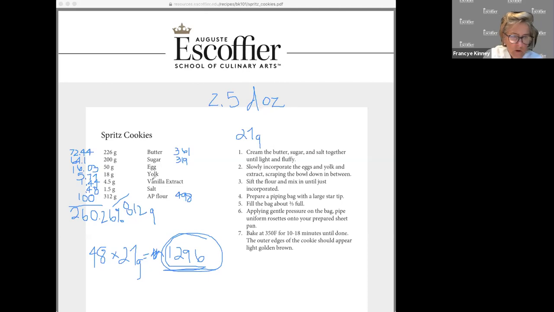And then let's do our egg. So 1296 times 16.03%, and we get 207.7. So we'll call that 208 grams. And then 1296 times 5.77%, 74.7. So we'll call this 75 grams of egg yolk.